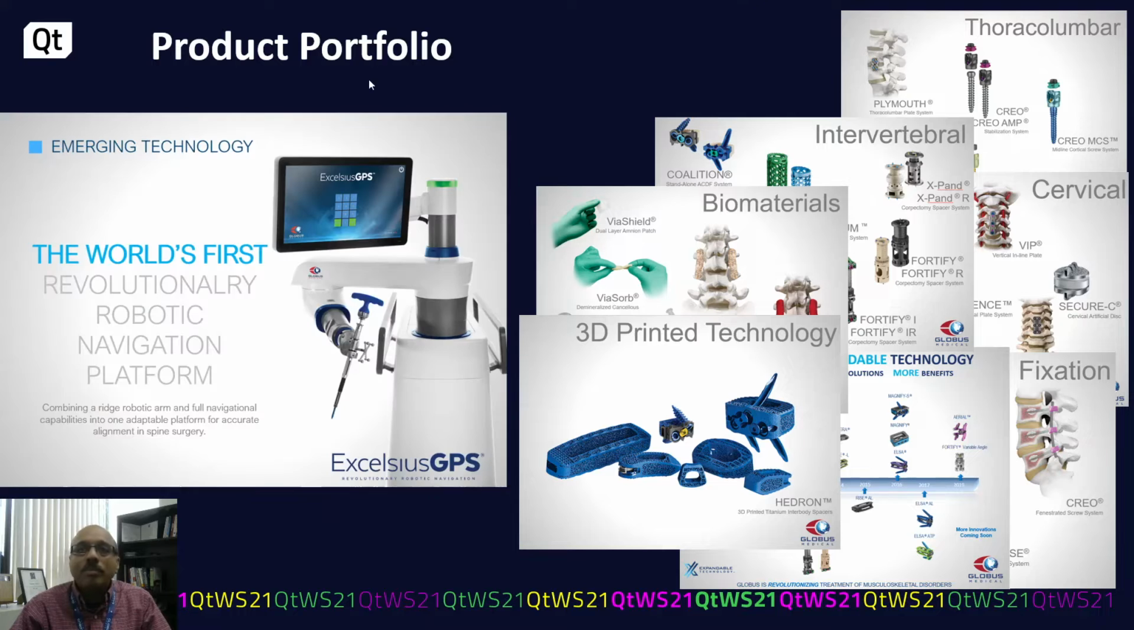Of course, all these products are hardware only, and Qt or software is not used inside these products. The first product with software and with Qt was the Excelsius GPS robot, and we are going to take a look at that robot and a few more technologies that came out of our division, the Imaging Navigation Robotics division.